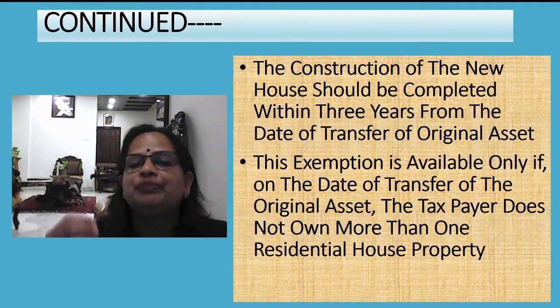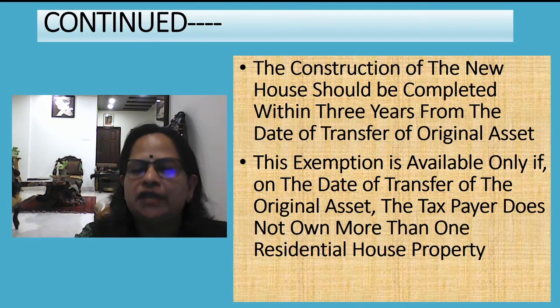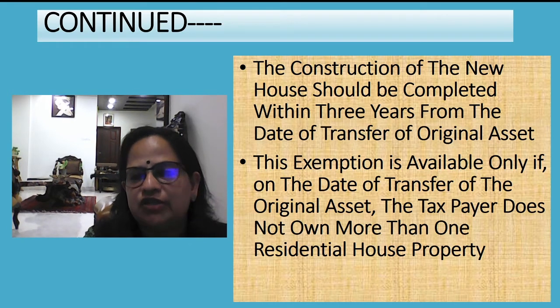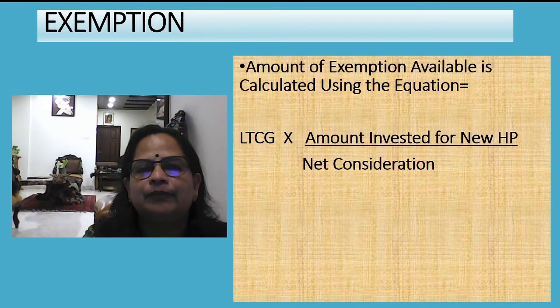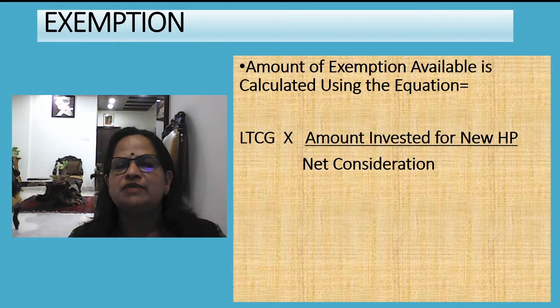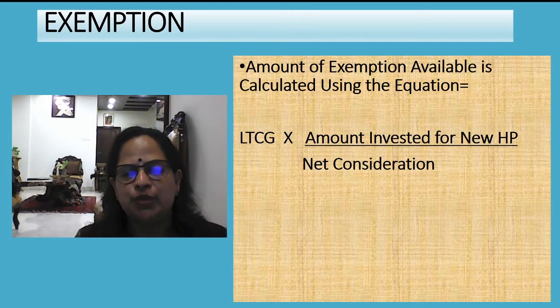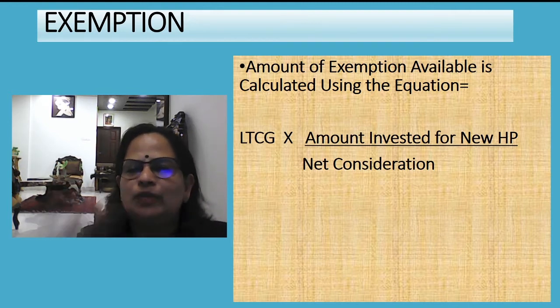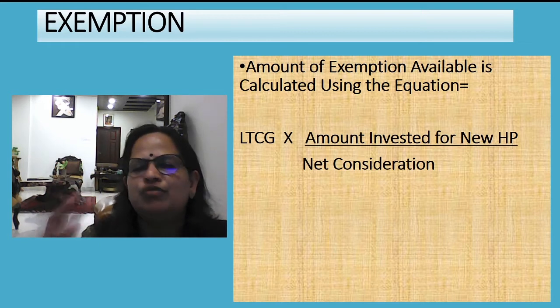What is the hint? That the assessee does not own any other house property on the date of buying the new asset. Now, the amount of exemption available is calculated using the equation: LTCG into amount invested for new house property divided by net consideration. I am going to explain this in detail with the help of problems.